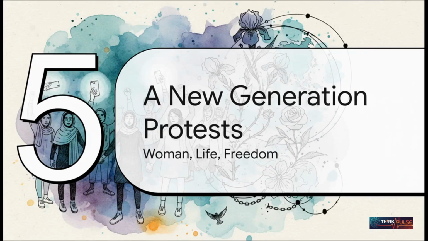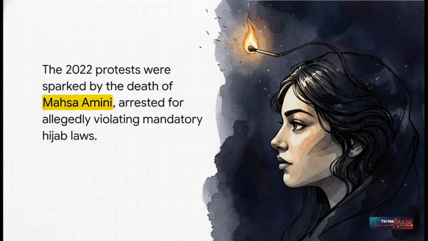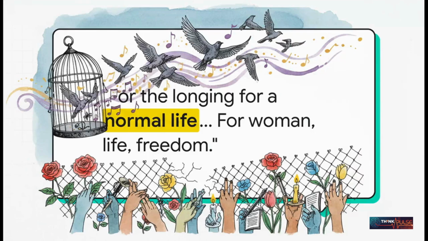Because now, a whole new generation is leading the charge for change. A generation that was born long after the revolution, that's connected to the world through the internet, and that wants something totally different. In September of 2022, a 22-year-old woman, Mahsa Amini, died in police custody. She'd been arrested for supposedly not wearing her hijab correctly. Her death was the spark that ignited a nationwide movement, really led by Iran's Gen Z. This is a generation that just doesn't see a future for themselves under the current system.